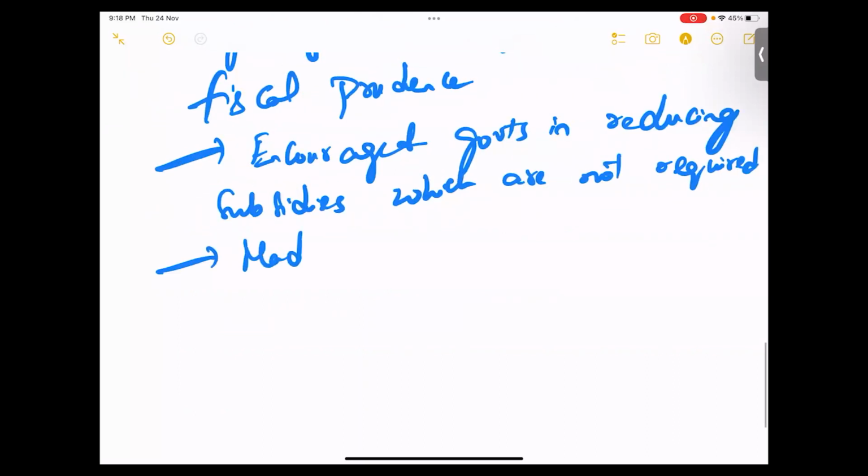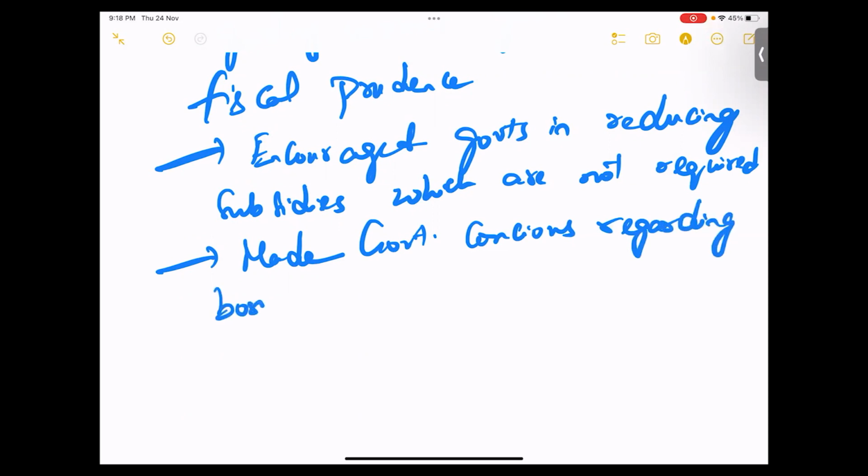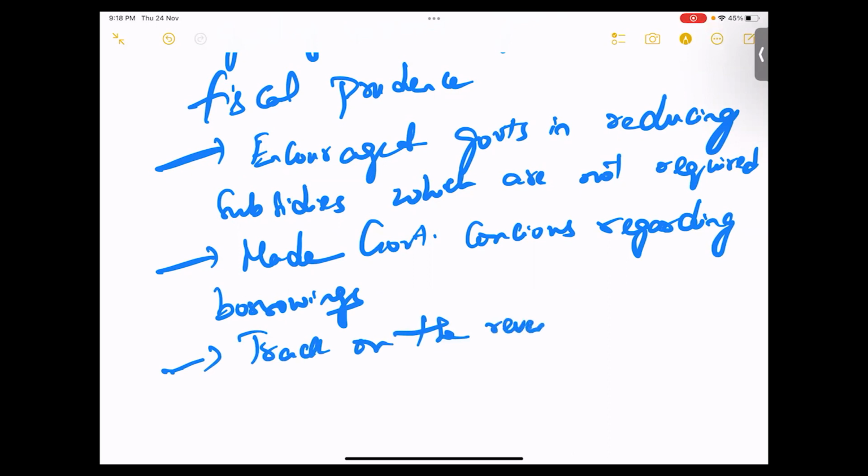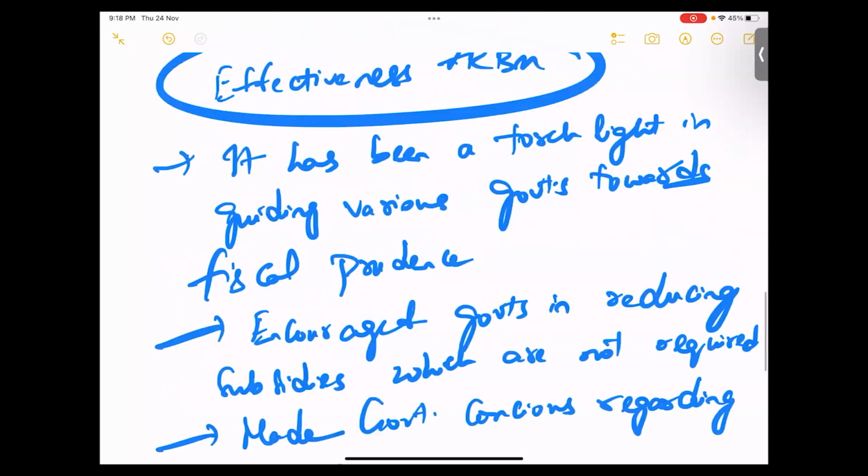It made the government conscious regarding borrowings, and kept track on the revenue expenditure. Okay, so these are some of the important things.